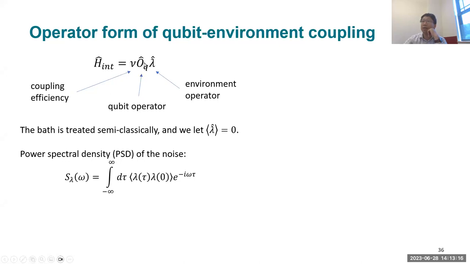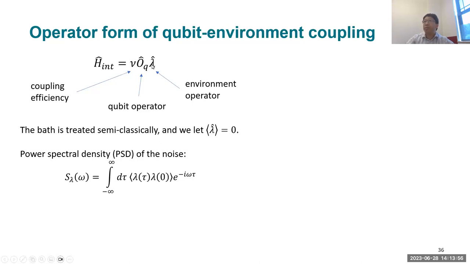You have a qubit operator, which generally could be a charge operator or a flux operator of your qubit. It's coupled to some kind of environment operator. That could be, let's say, a voltage, a current, or some kind of microscopic configuration of your environment. And here I've also thrown in a coefficient that I'm going to call the coupling efficiency. Because these are operators, you can also slap coefficients on them. You can distribute this coefficient either way, so it doesn't matter, but the form of these operators often matters.